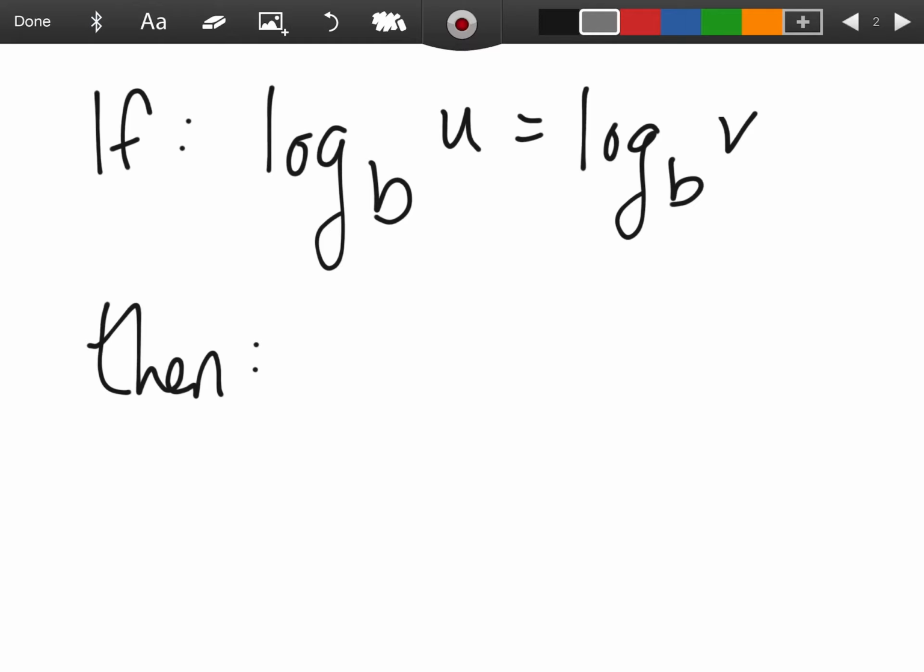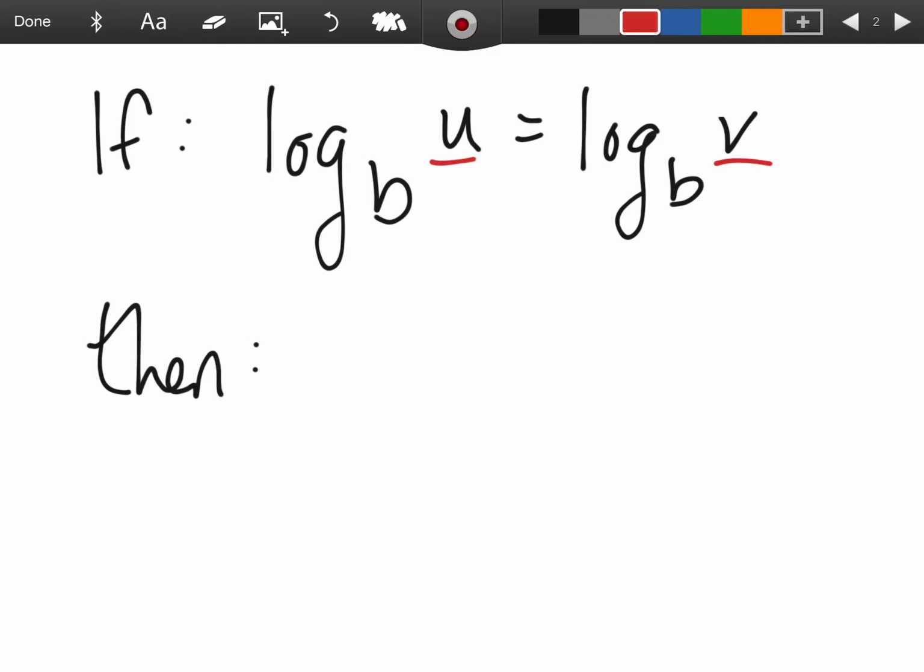All right, so what we're looking at here is if we have log base b of u equals log base b of v. So on each side, we have the same exact logarithm, just with different things in the parentheses. On one side, we might have u in the parentheses, and on the other side, we have v. But we have log base b on both sides.